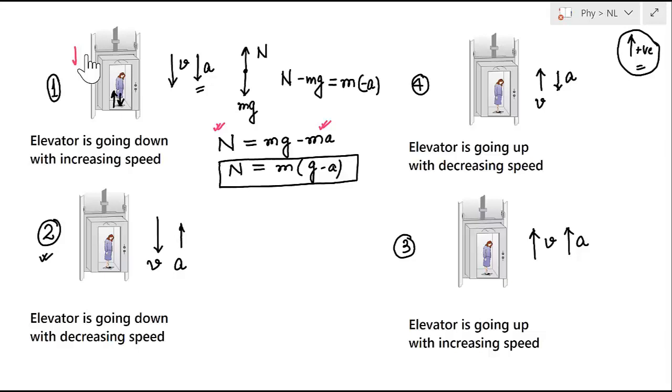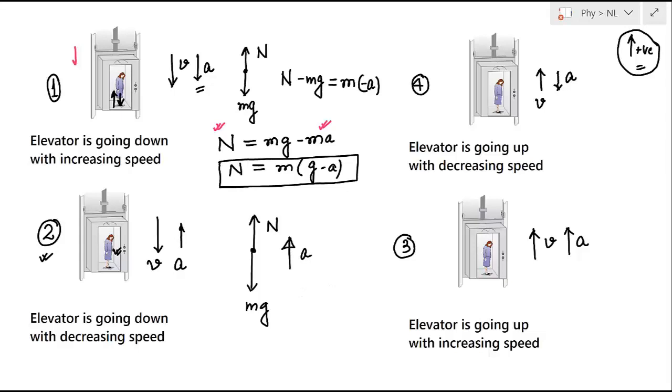Now let us consider situation 2. In this case again we have to draw the free body diagram for this moment. So let us denote this moment using a point. What are the forces that are acting? mg is acting in the downward direction and the normal reaction is acting in the upward direction in this case again. The normal reaction is acting in the upward direction and acceleration is in the upward direction.